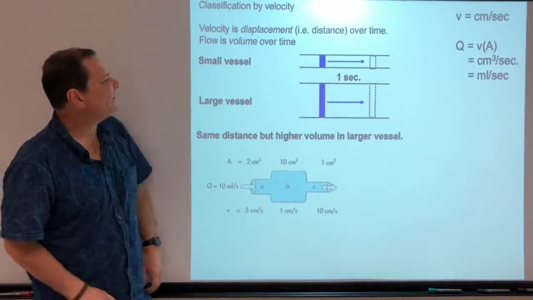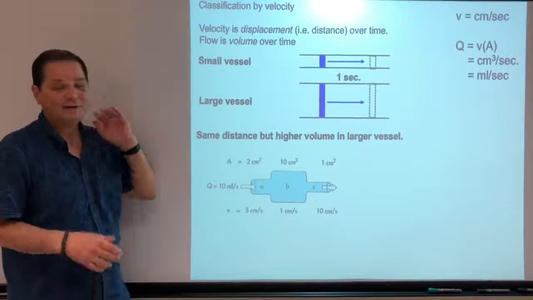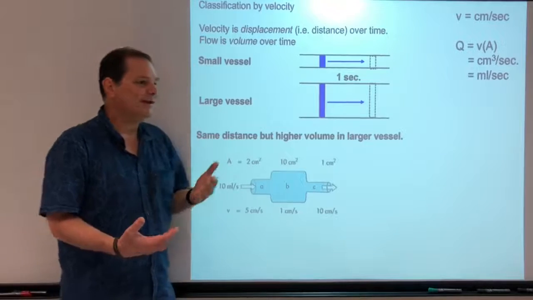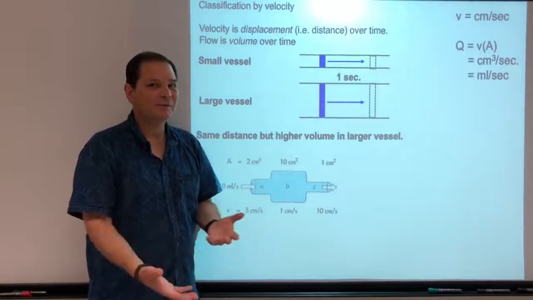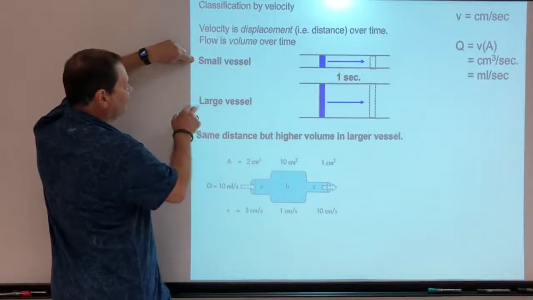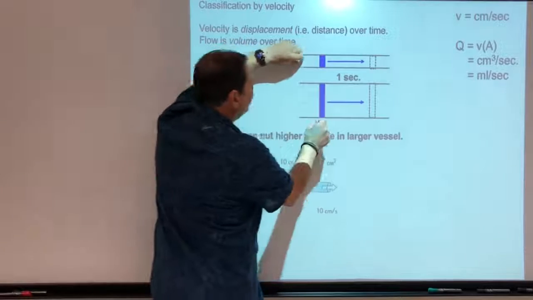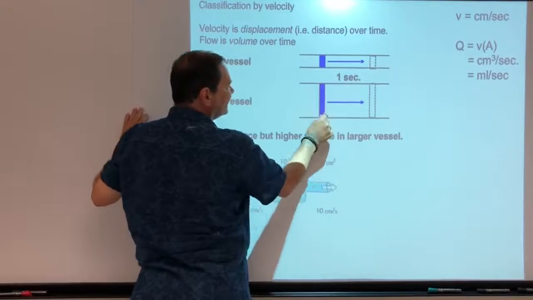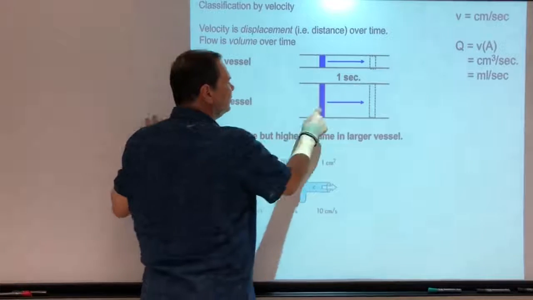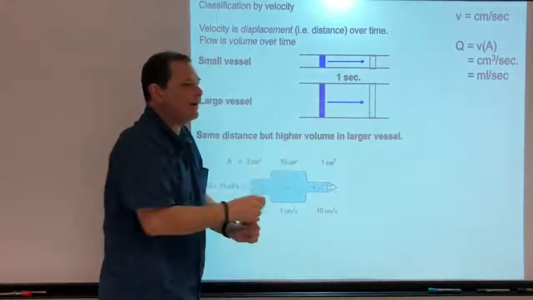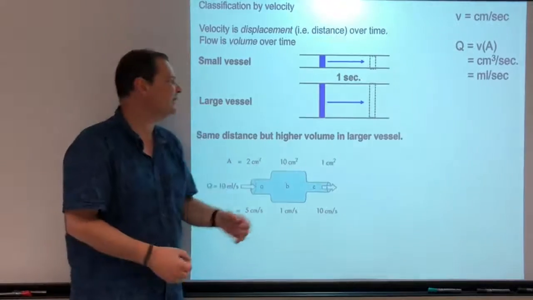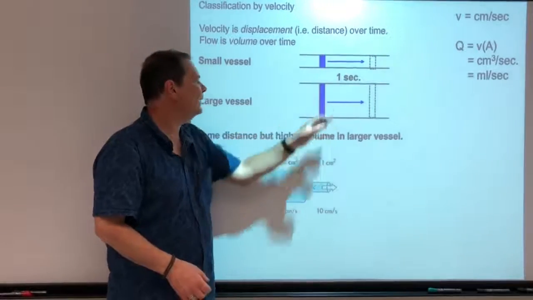All right, we can classify these vessels by velocity of flow. This can be a really confusing issue because people get velocity and blood flow mixed up. So first of all, let's look at a small vessel and a large vessel, and let's take a little section of blood in each one of these. In fact, if you want, you can consider these blue boxes to represent a single molecule of water. Think about that.